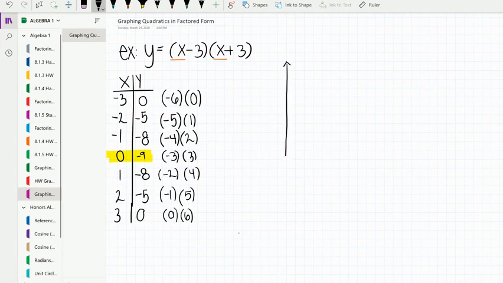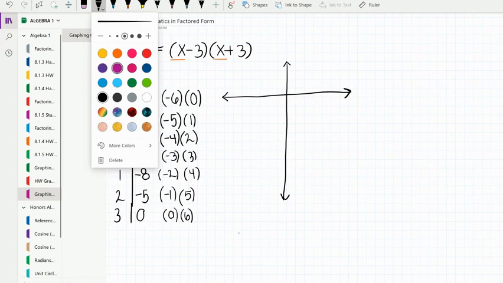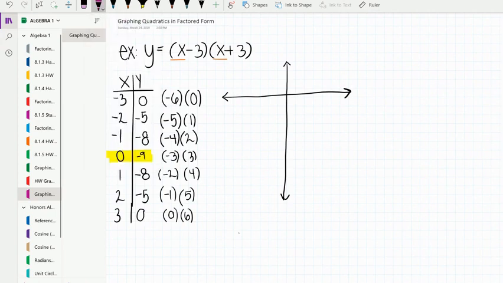And remember, you can pause if I'm going too fast, but you should definitely be taking notes on this. Okay. So we have -3, 0, -2, -5, -1, -8, 0, -9, 1, -8, 2, -5, and 3, 0.